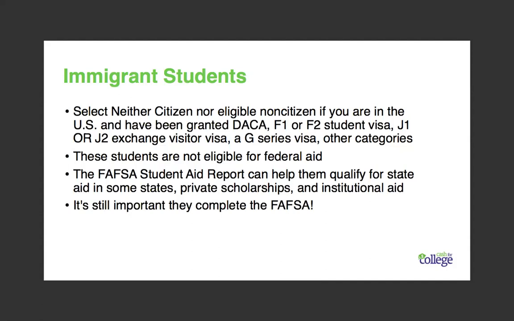The FAFSA student aid report can help them qualify for state aid though. Just because they can't receive federal aid doesn't mean that they can't receive private scholarships or some aid from state funds and institutional aid. So we still push them to complete the FAFSA because there is money available out there. If you have immigrant parents who don't have a social security number, just report all zeros in the social security number field. And then at the very end, instead of being able to submit the FAFSA electronically, they'll need to print it out, sign the signature page, and mail it in.